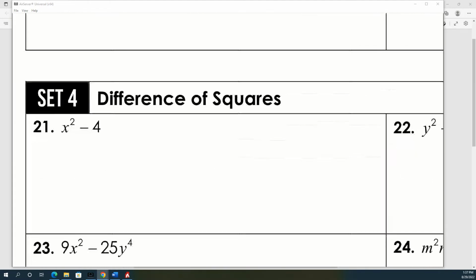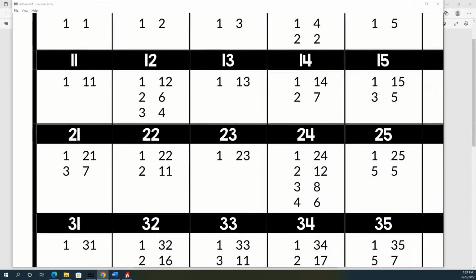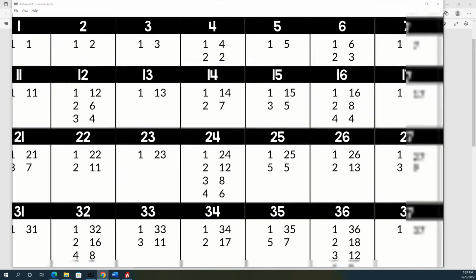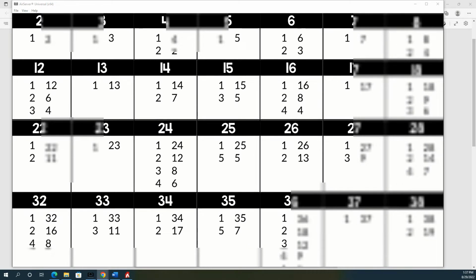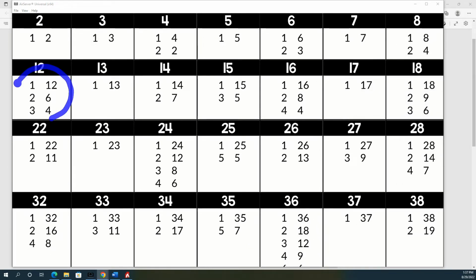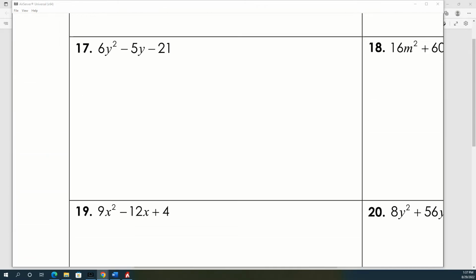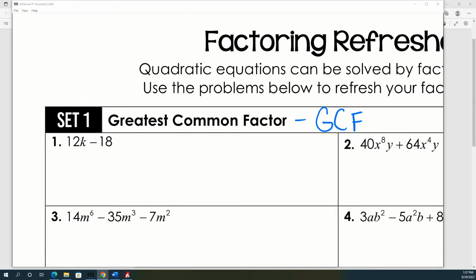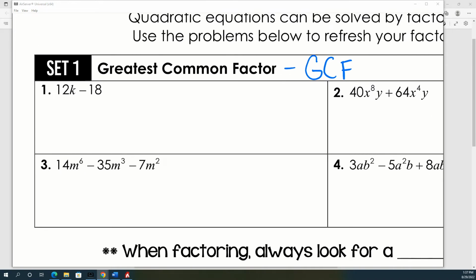So I'm going to go to my factor sheet, and I'm going to look at 12, and I'm going to look at 18. Okay, so right now, I just care about the factors of 12 and the factors of 18. Now, what we want to do is find the greatest number that's a factor that they have in common. So when you look at those numbers, the greatest they have in common is 6. So what we're going to do is factor out a 6. And when you do that, you write it outside of a set of parentheses.